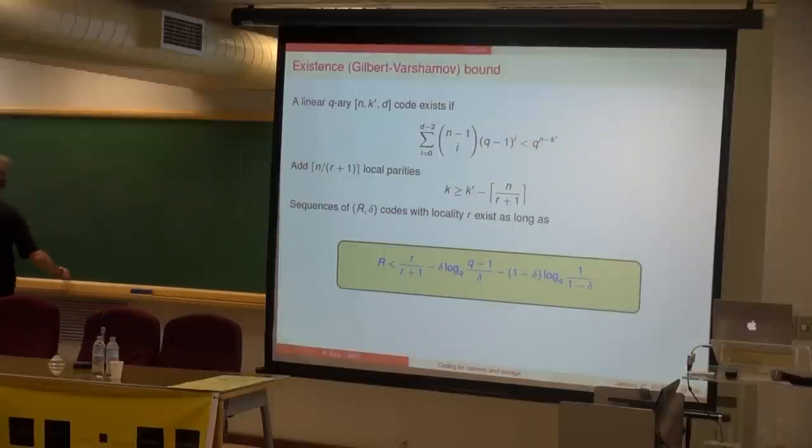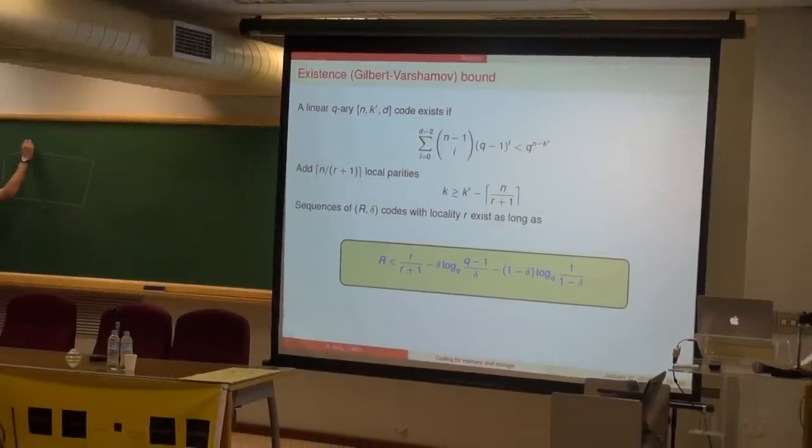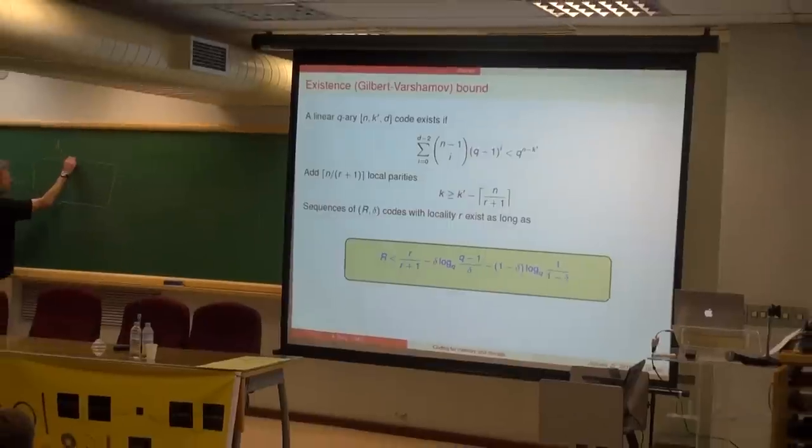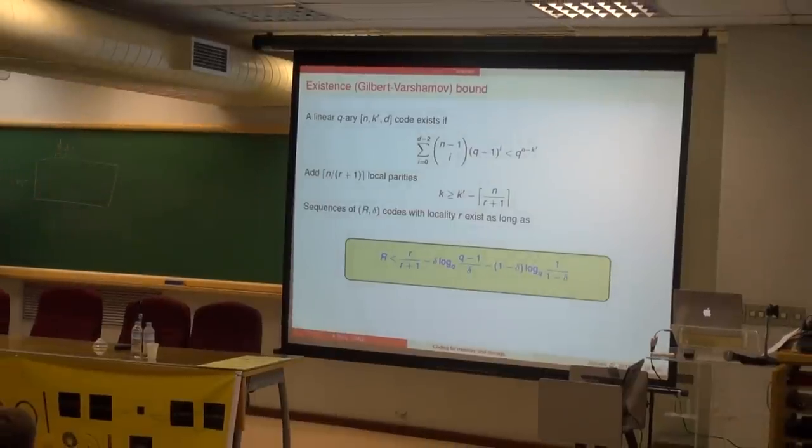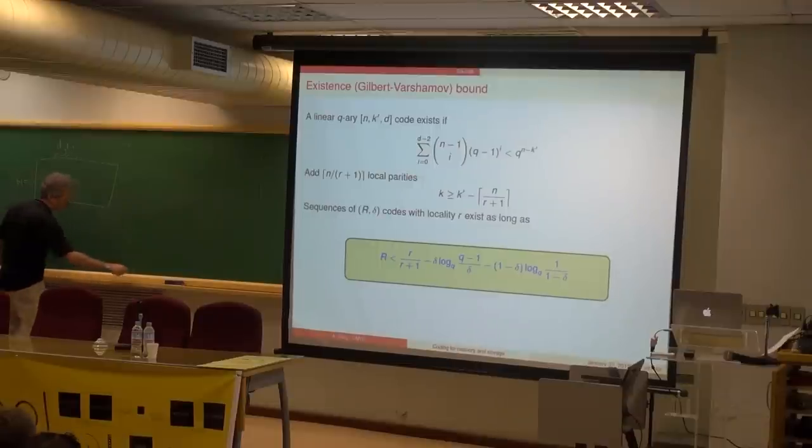We say we want to construct a linear code. So let us say this is the parity check matrix. We know that to have distance d, we need that every d minus 1 of its columns are linearly independent. So we start adding columns to the parity check matrix.